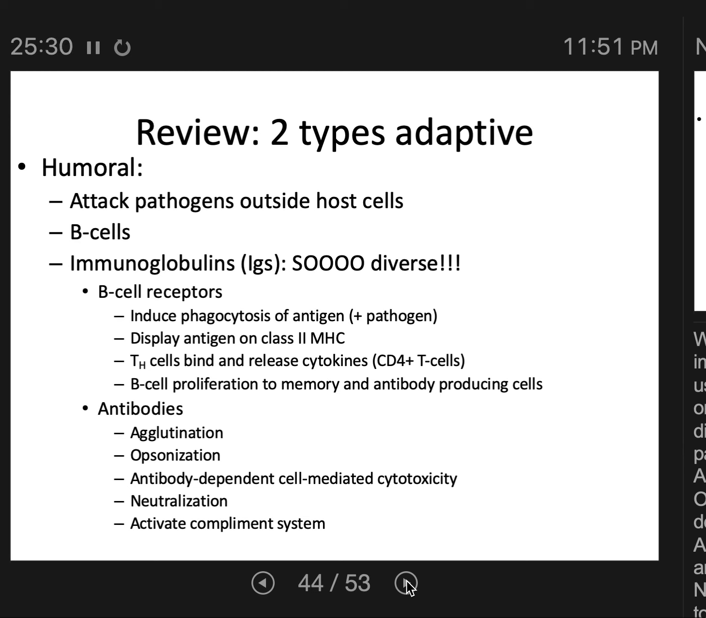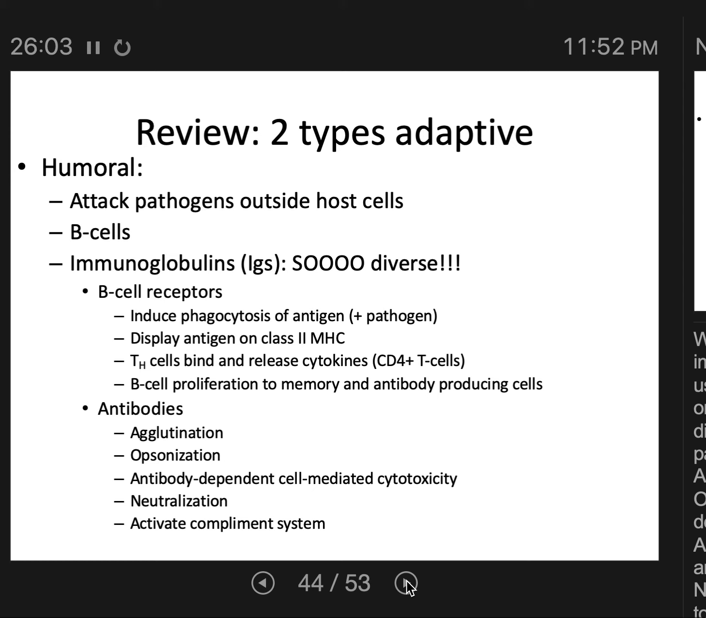So there are two branches of the adaptive immune system. There's the humoral and the cellular. The humoral immune system attacks pathogens that are outside the host cells, that are floating around in your body fluids. The main players are the B cells, but the helper T cells are secondary players that assist. And B cells produce immunoglobulins. Immunoglobulins can be B cell receptors or antibodies. And remember, the receptors for antigens on the immunoglobulins are incredibly diverse.